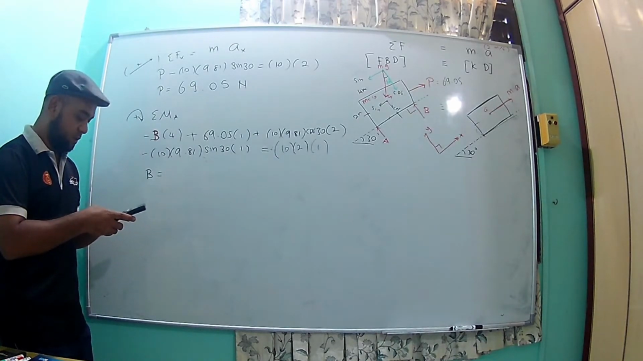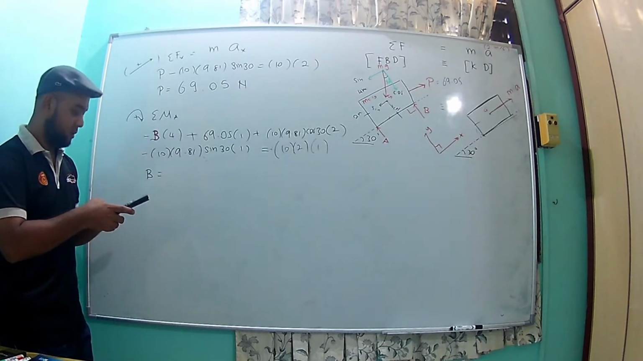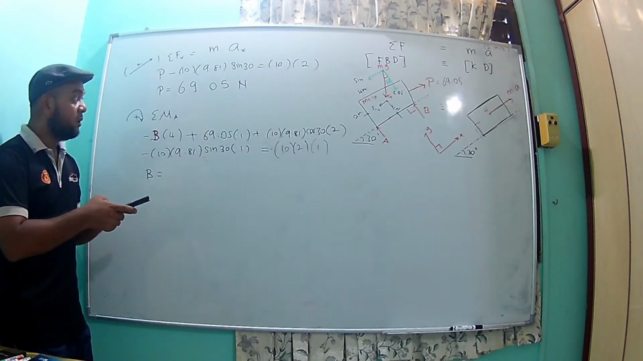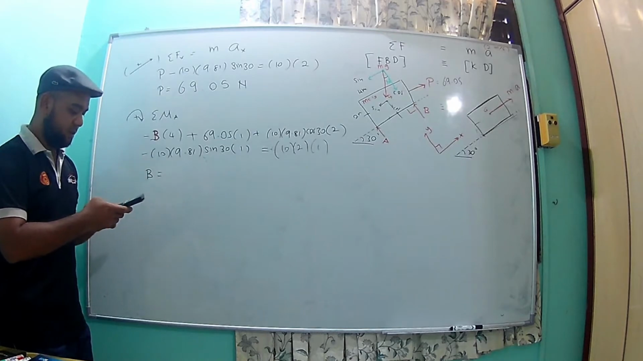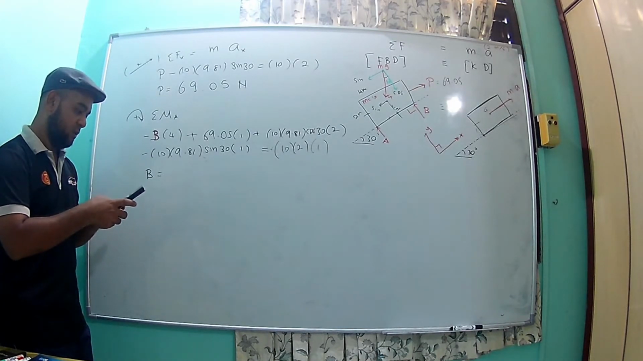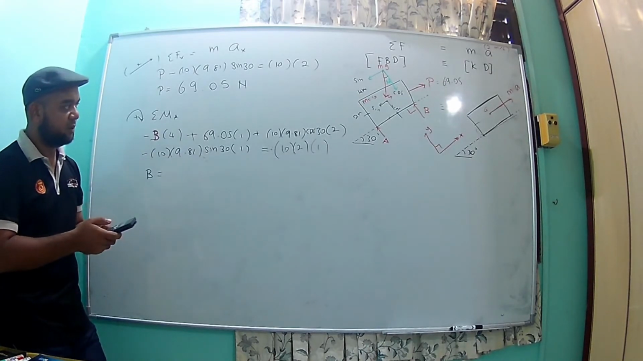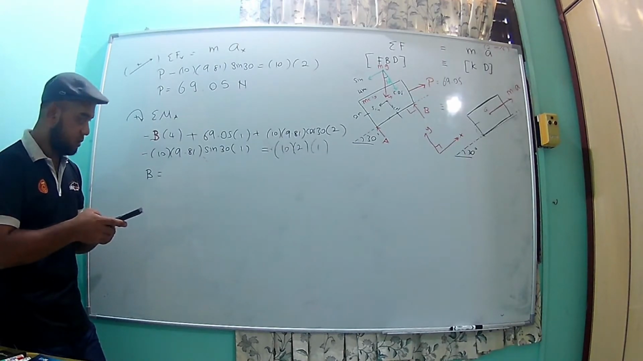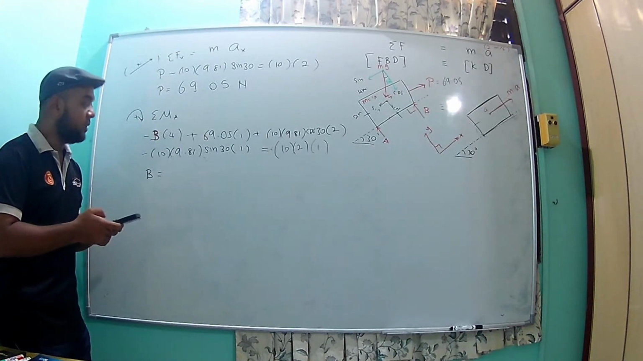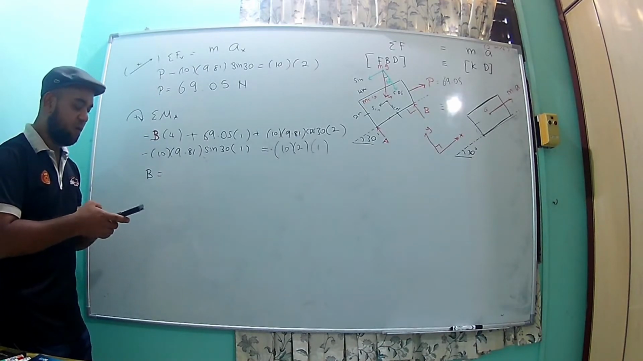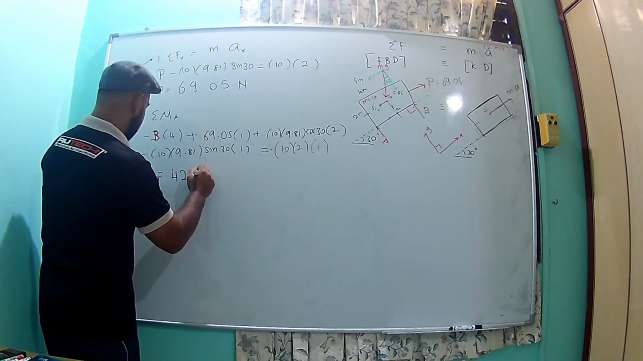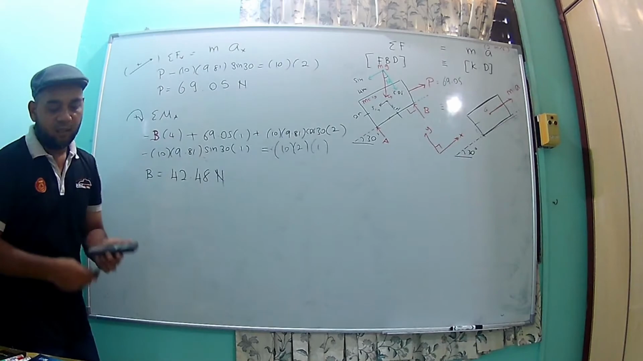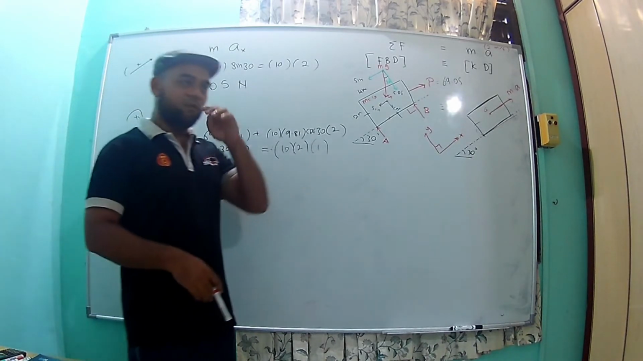Okay, so 69.05 plus 10, 9.81, this is cos 30, and this is 2, equal to minus 10, 9.81, and then sine 30, and then 1, equal to minus 10 times 2, so minus 20, and then divided by 4. So you have B equal to 42.48 Newton.